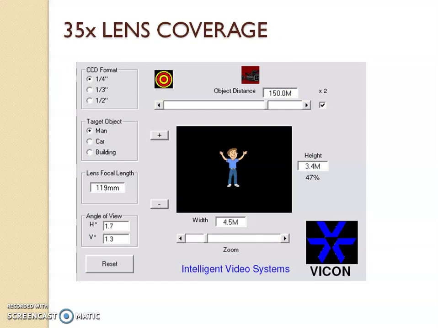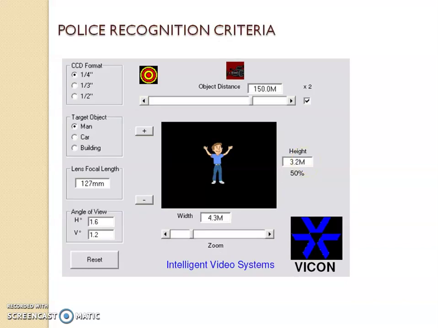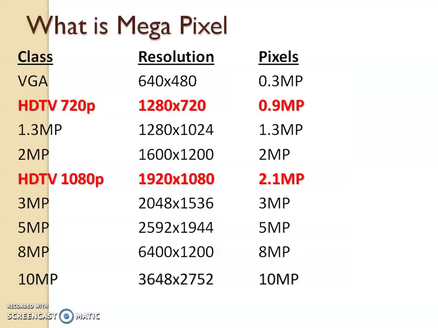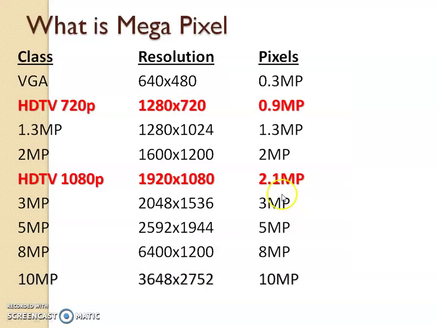Next is the lens coverage. So we have 35x lens, 26x, and the police has given some recognition criteria for that. So this is depending upon the clarity in which the user wants the image. So you know that megapixel, whatever it is, megapixel is something which is going to define the clarity of the image. So we do have up to 10 megapixels.